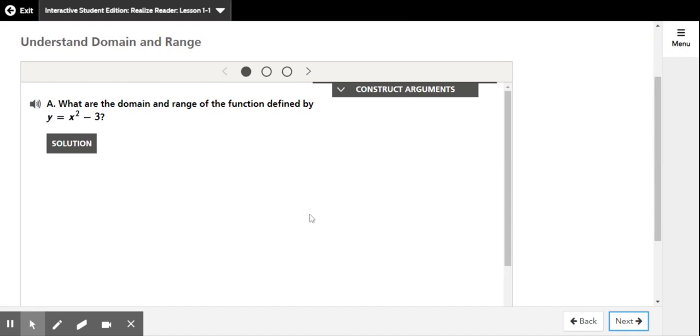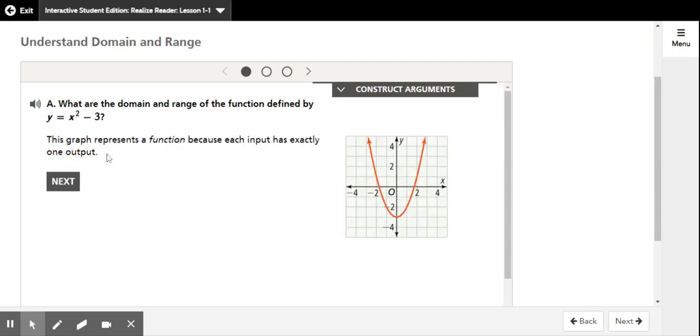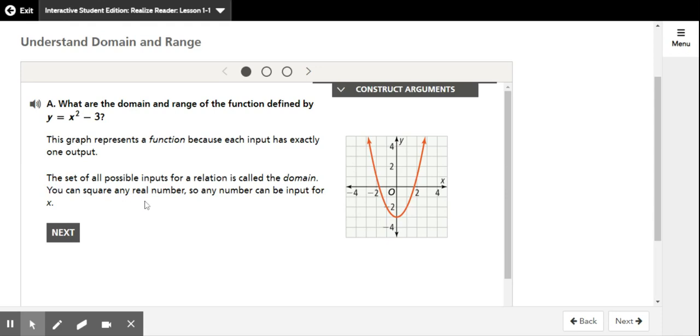What are the domain and range of the function defined by y equals x squared minus 3? All right, so this is the graph. This graph represents a function because each input has exactly one output. It also would pass a vertical line test if you were to do that. The set of all possible inputs for a relation is called the domain. All right, you can square any real number, so any number can be input for x. Also notice how the graph, while it's going up, is going to the left and to the right. So this graph would cover every possible x value. So its domain is all real numbers.